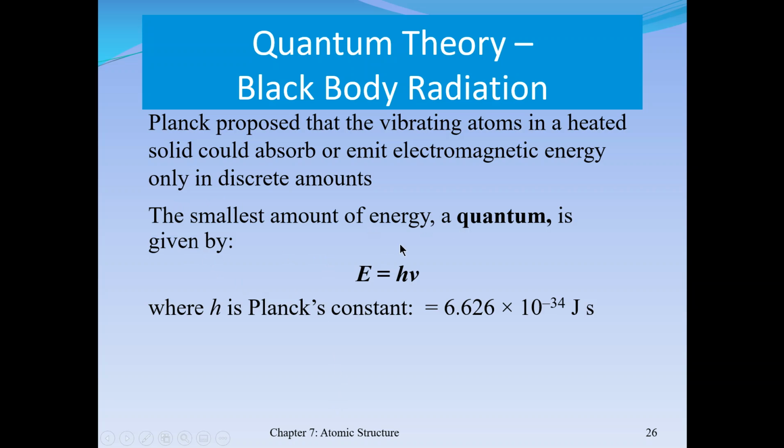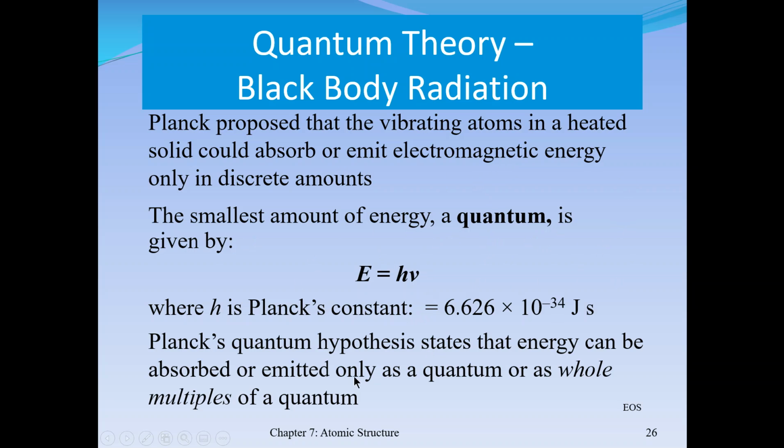The smallest amount of energy is called a quantum, and its energy is given by this equation: E, the energy of the quantum, is equal to h, which is known as Planck's constant, multiplied by the frequency of the radiation, which would be in hertz. So basically, Planck is saying that for any solid that is heated, the atoms will be vibrating, and they will absorb or emit energy equal to a quantum, which is given by this expression.